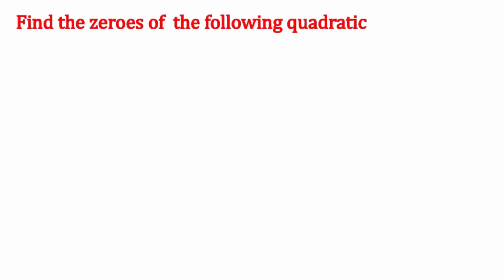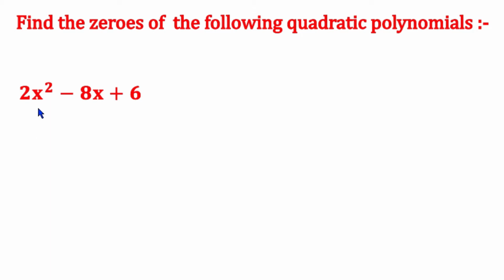Today we are going to learn how to find the zeros of a quadratic polynomial. We have a quadratic polynomial 2x² − 8x + 6. What is a quadratic polynomial? A polynomial of degree 2 is called a quadratic polynomial.